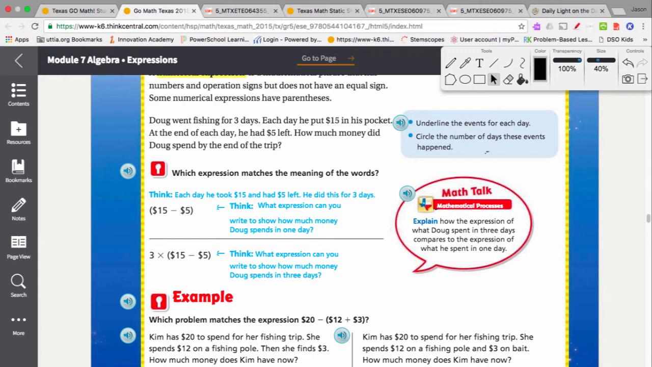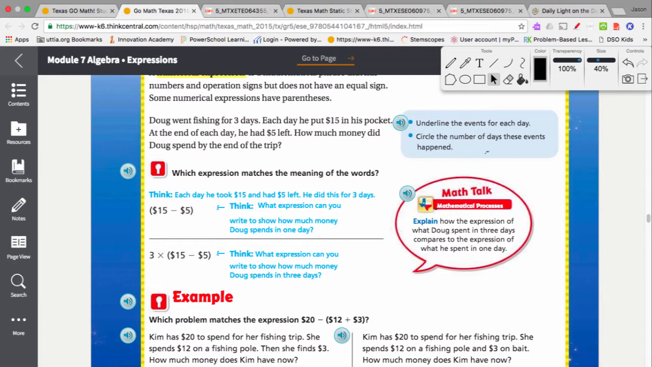The first one we need to look at, we have a situation where we have a guy named Doug who goes fishing for 3 days. Each day he takes $15. At the end of each day, he has $5 left. How much money did he spend by the end of the trip? We want to know how much he spent in 3 days. We know that he starts out with 15 and ends each day with 5. Well, that's a subtraction problem. We know that how much is left tells us to subtract. So we're going to just write this subtraction problem right here, $15 minus $5. And that tells us how much he spent in 1 day.